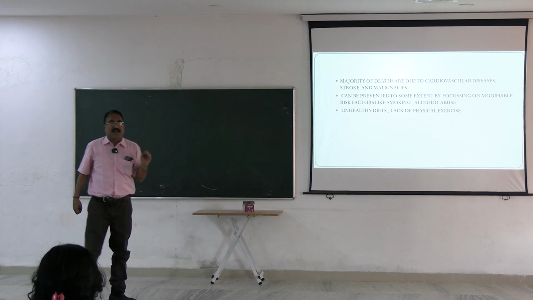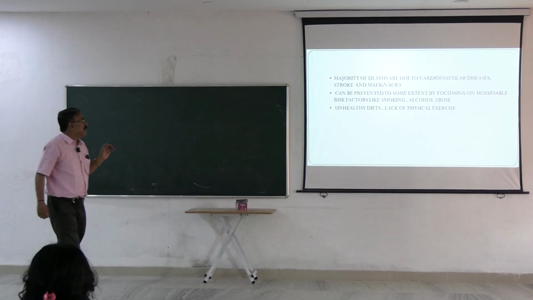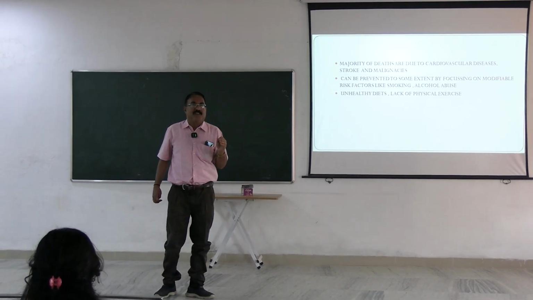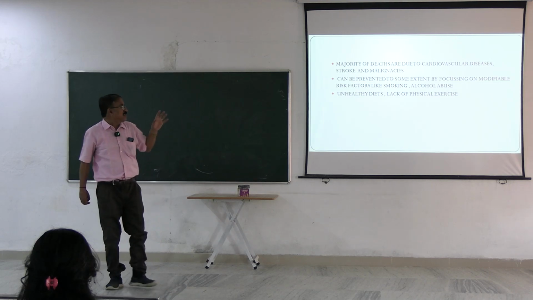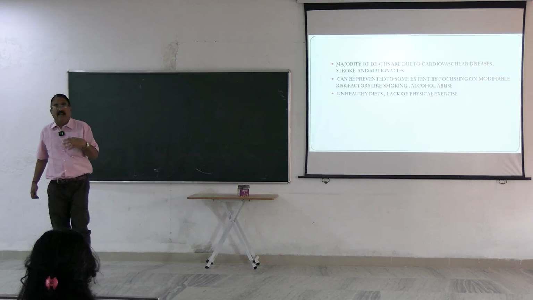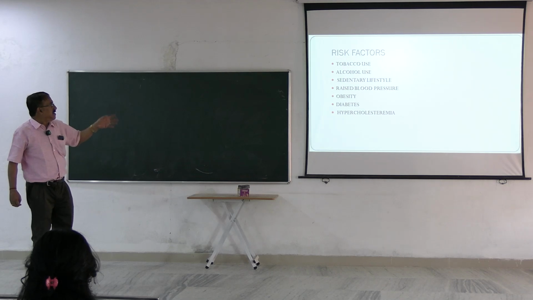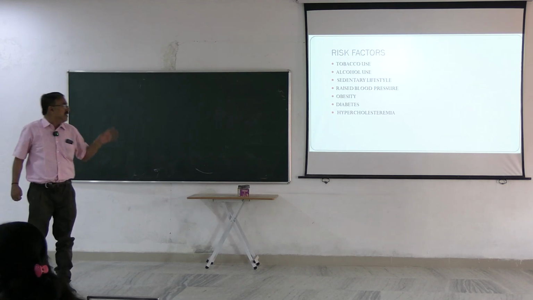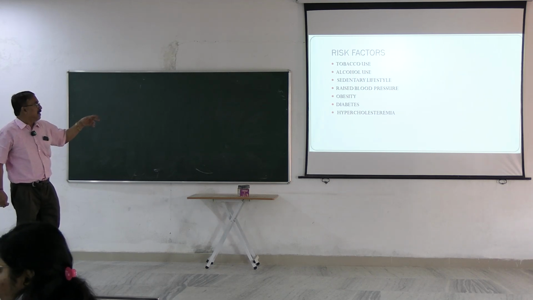The majority of deaths are due to cardiovascular diseases, cancers, and stroke and malignancies. And many of them can be prevented by focusing on certain key elements like lifestyle, smoking, alcohol abuse, etc., unhealthy diets, lack of physical exercise. These are the general risk factors for most of the non-communicable diseases: tobacco use, alcohol use, sedentary lifestyle, raised blood pressure, obesity, diabetes, hypercholesterolemia.